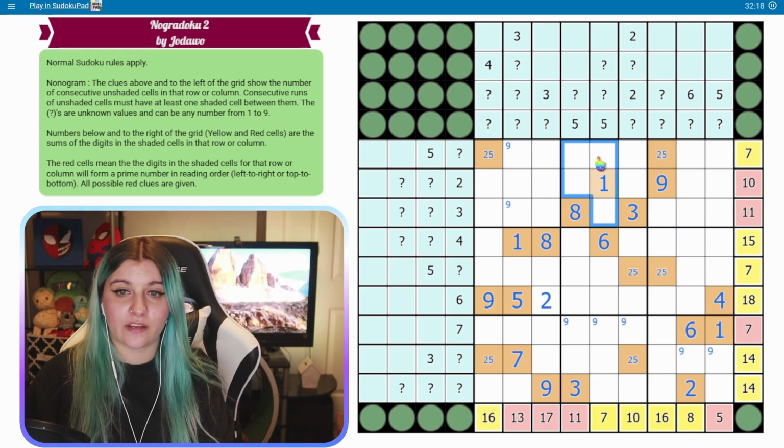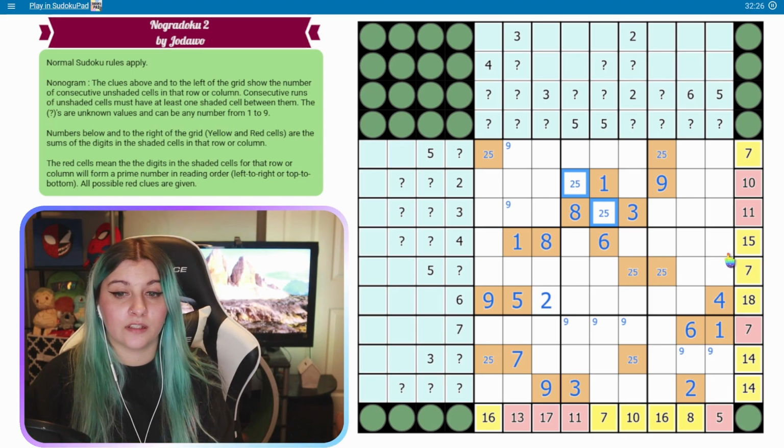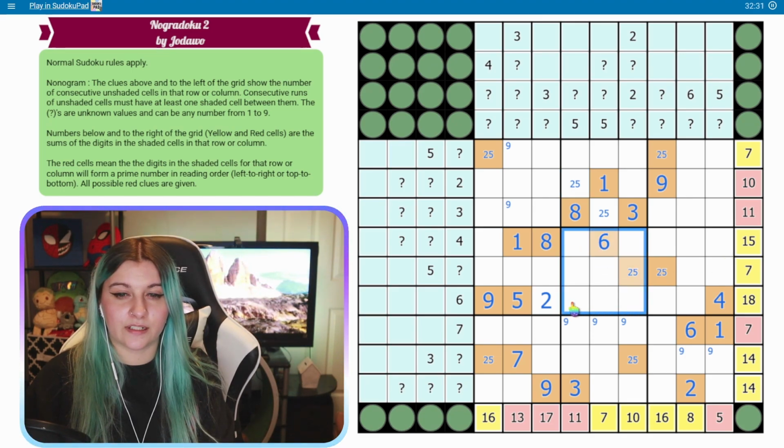Where does 2 and 5 go in here? Neither one can go on the cells we already have. They can't go in this column or this row anymore. So this is a 2, 5. Okay. Where does the other 2, 5 go in here? There's one of them. The other 2, 5 is going to go up here.